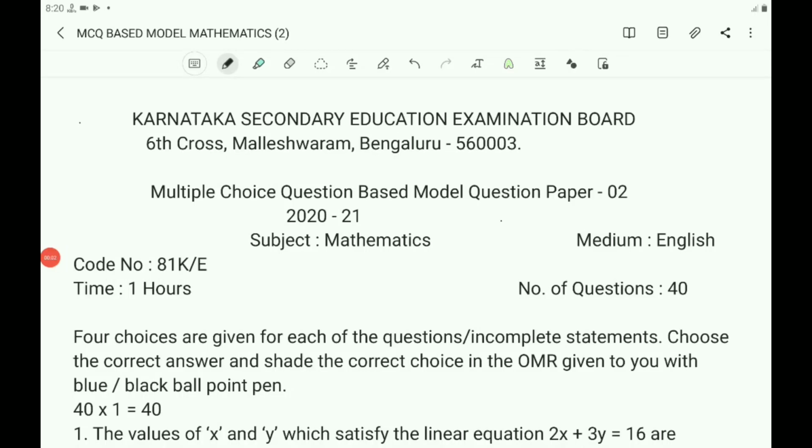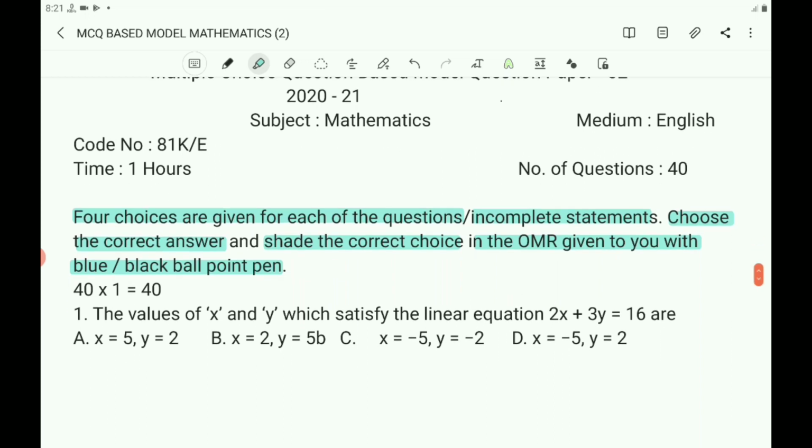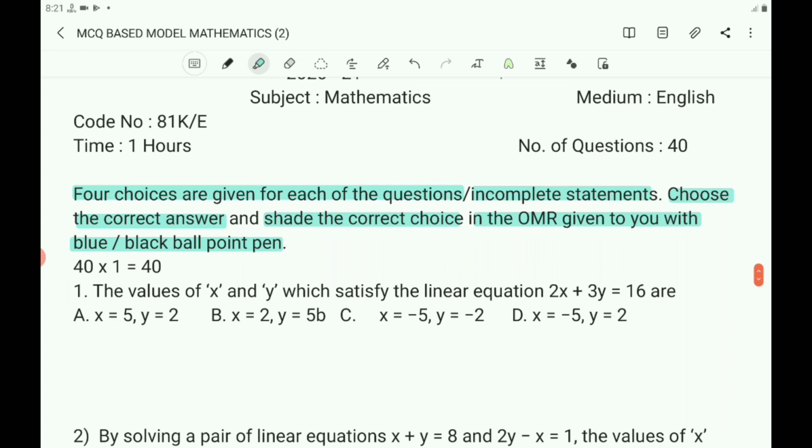Dear students, it is a multiple choice question based model question paper 2 of the mathematics subject. Now let us solve the questions. See the instruction here. 4 choices are given for each of the questions. Incomplete statements. Choose the correct answer and shade the correct choice in the OMR given to you with blue or black ballpoint pen. Here 40 questions are there from the mathematics and each carry 1 mark.